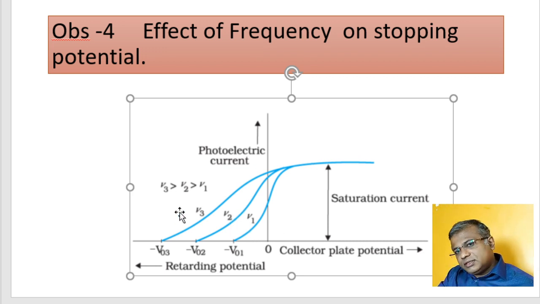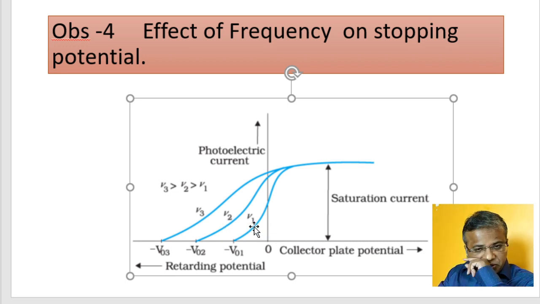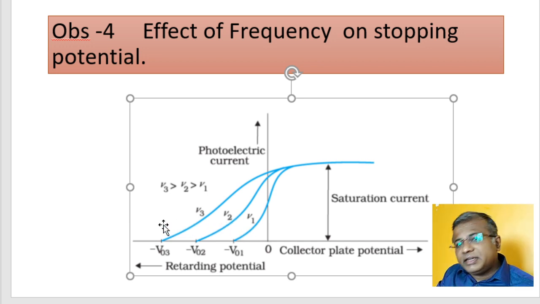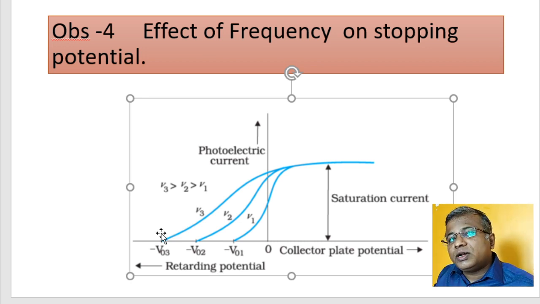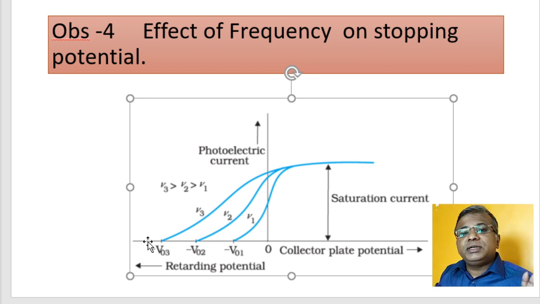Now mu1, mu2, mu3 here are the frequencies of the incident light in increasing order. That means mu3 is greater than mu2 is greater than mu1. What happens as the frequency increases? We see that for a given intensity, the stopping potential also increases. That means you have to apply more and more negative potential to stop the electrons as the frequency goes on increasing. A very important point here is that if you increase the frequency, the electrons which are coming out are coming out with more and more velocity. So minus V0.1, minus V0.2, minus V0.3 basically increases. You have to apply more and more negative stopping potential to stop the electrons as the frequency increases.